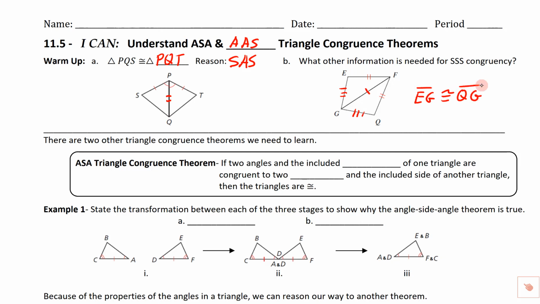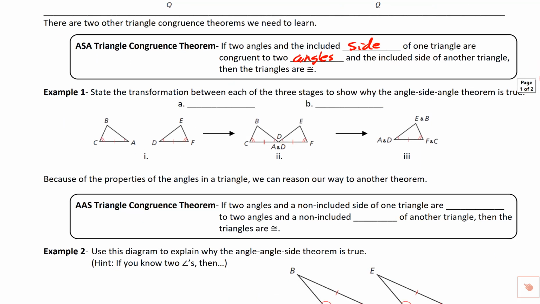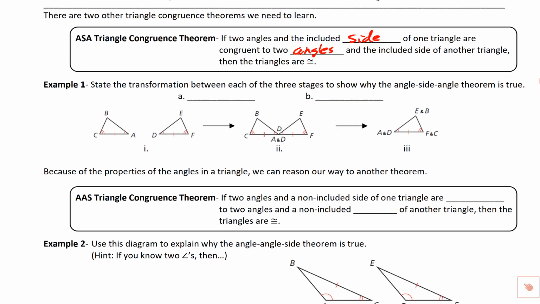Now, there are two other congruence theorems that we need to learn in this class. One of them is angle, side, angle congruence. So the formal statement of this is if two angles and the included side, so that's why it's, again, angle, side, angle, of one triangle are congruent to two, again, angles, and the included side of another triangle, then those triangles are congruent. And like we did last time, we're going to take this and we're going to do a couple of the transformations that we learned about so that we could show this.